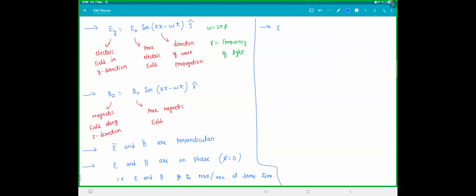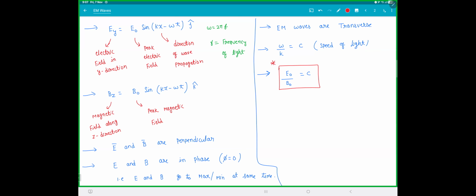And next thing, obviously EM waves are transverse waves. Omega by k will give you the speed of the wave, in this case c, which is the speed of light. This is important. The peak value of electric field by peak value of magnetic field is the speed of light. We don't have the proof here, so just remember this, very important, comes a lot.